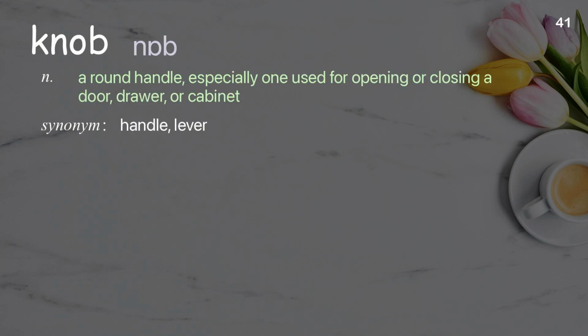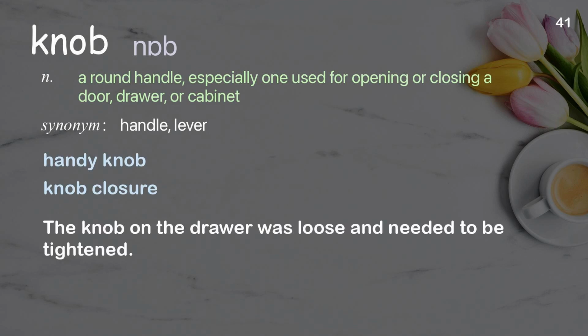Knob. A round handle, especially one used for opening or closing a door, drawer, or cabinet. Examples: Handy knob, knob closure. The knob on the drawer was loose and needed to be tightened.